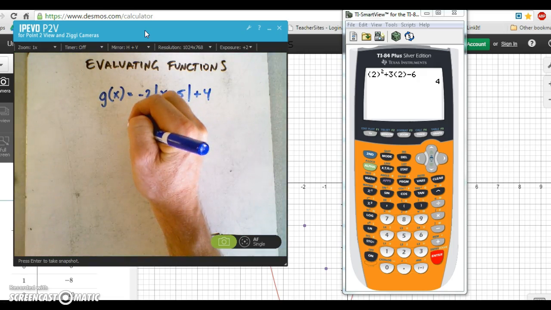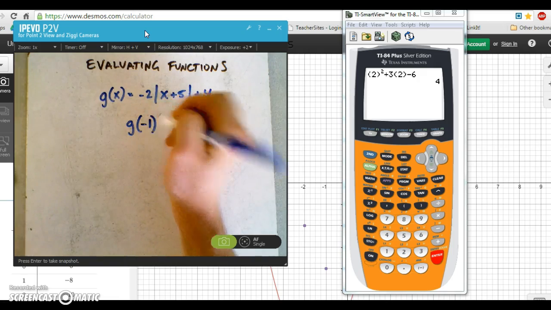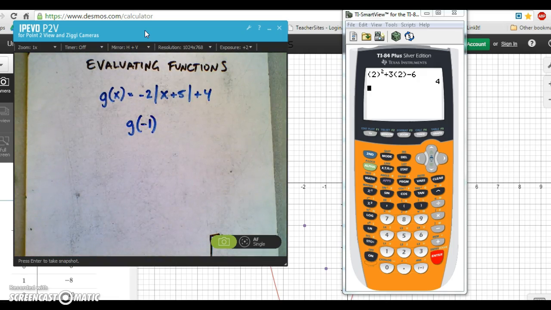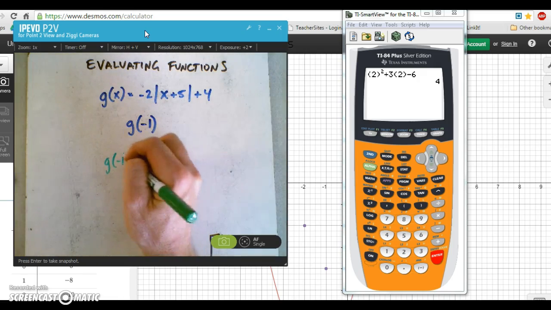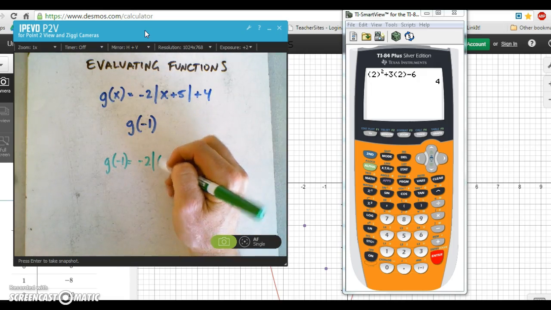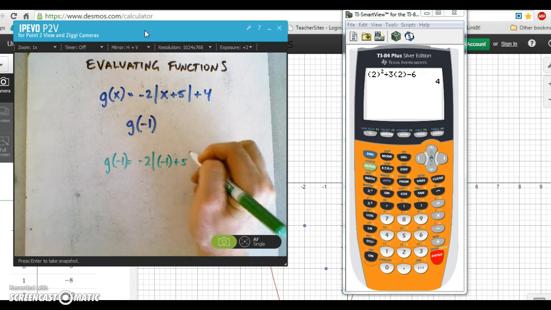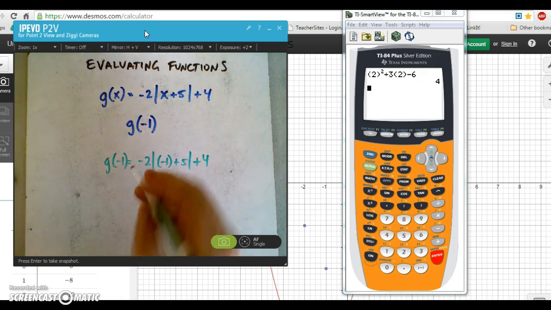How about I do this at, let's pick negative 1. So I want to know what is the value of g of negative 1. That's how we say that. Okay, so what that means is everywhere I see an x in my function, I'm going to put in negative 1. So g of negative 1 is going to be negative 2 times the absolute value of negative 1 plus 5, plus 4. So I substituted in, I evaluated.